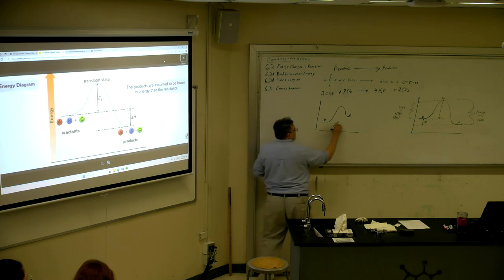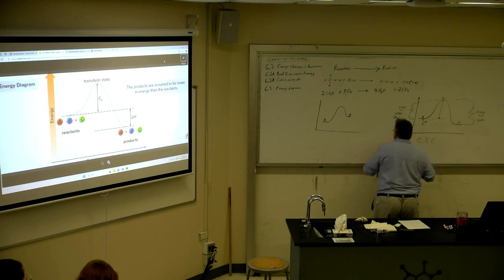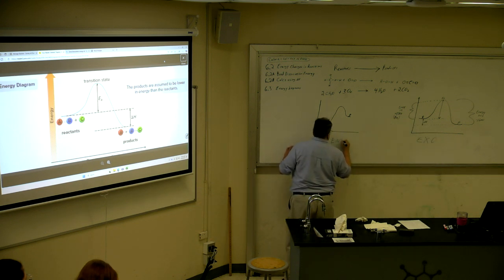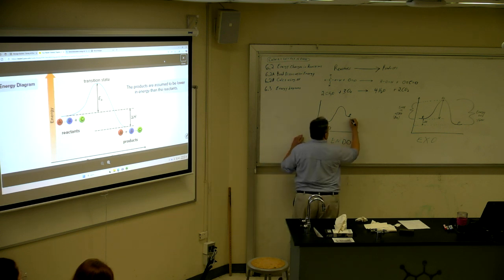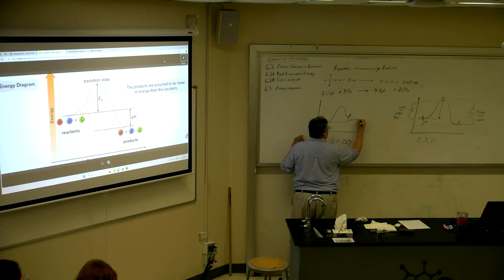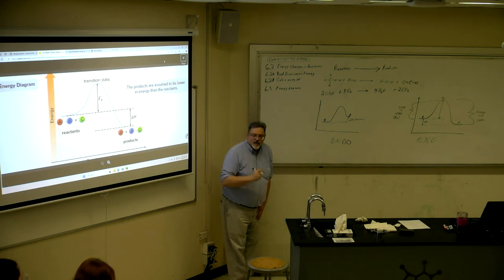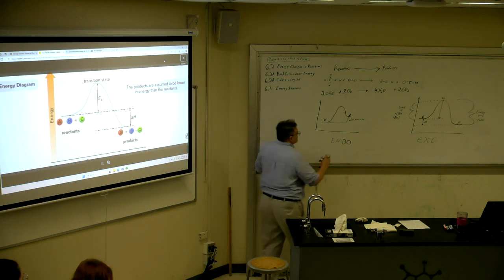Here, products end up higher than reactants. So this is exothermic. This is endothermic. And notice now, going from here up to here, it's telling you delta H is positive. You see that on the diagram? So if you just saw the diagram and nothing was even labeled, you could look at this.